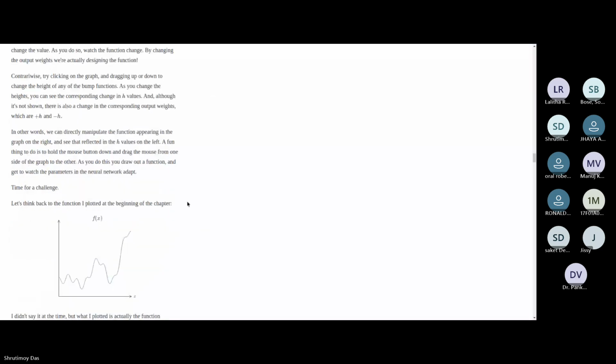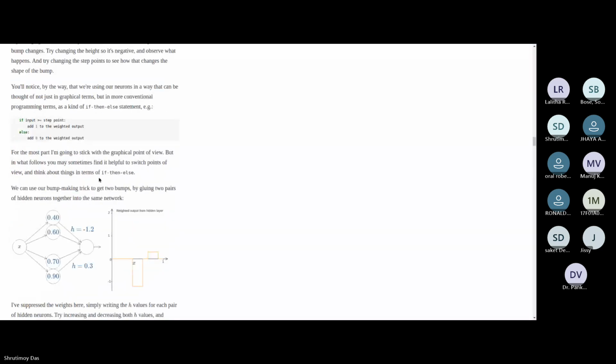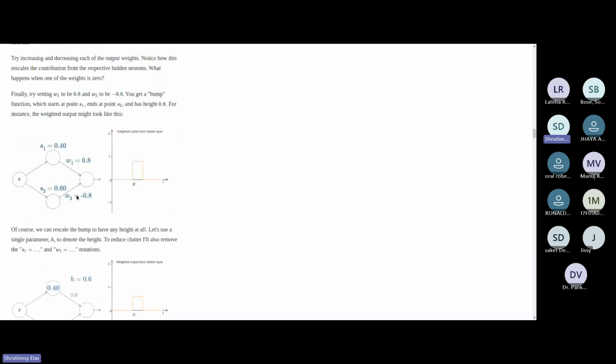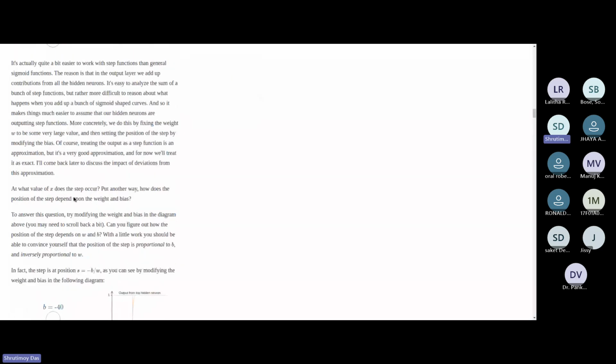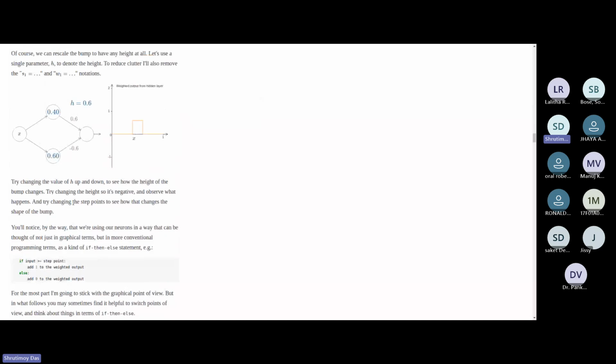Look at this simple example. You have some X here, you have some output. This is your perceptron one, this is your perceptron two. Then you have two hidden weights, and then you have this. Using two perceptrons, you are able to get this rectangular type of function that you see here.